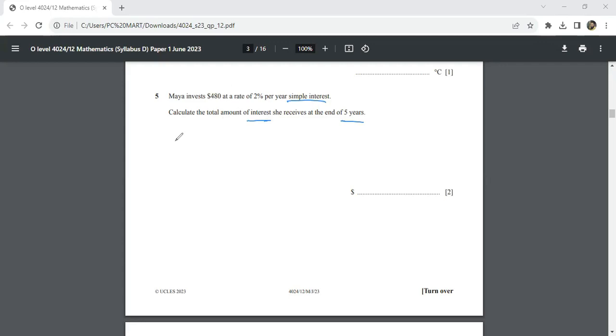So this one is very simple. First, we have to calculate the amount she will be receiving at the end of each year. So interest amount after 1 year, or per year interest. What will it be? It will be 2% of 480.